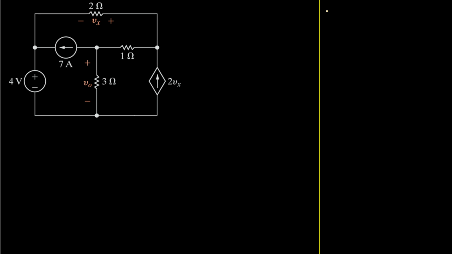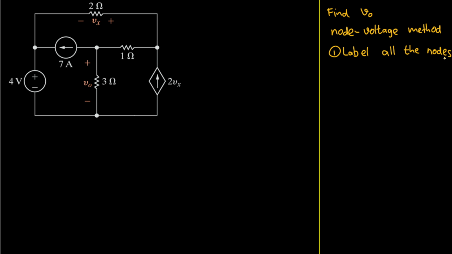So our goal here is to find V0, and then the method that we use will be the node voltage method. Let's see what are the step by step. The first one will be to label all the nodes and also extract the known information. So let's see what can we get from this circuit here.